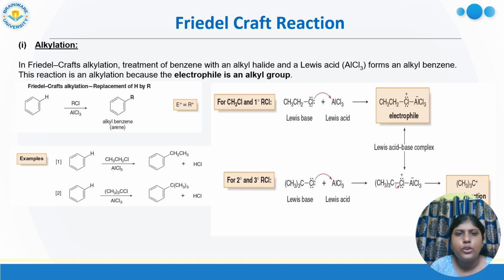There are so many electrophilic substitution reactions. First one is Friedel-Crafts reaction. Friedel-Crafts reactions are of two types: one is alkylation and another one is acylation. In case of alkylation reaction, the benzene ring is treated with alkyl halide and a Lewis acid, AlCl3. Aluminium chloride acts as Lewis acid. So from benzene, alkylbenzene will form.